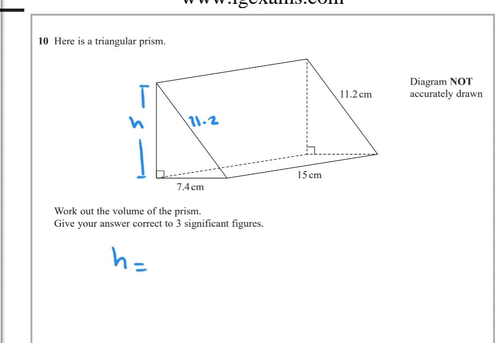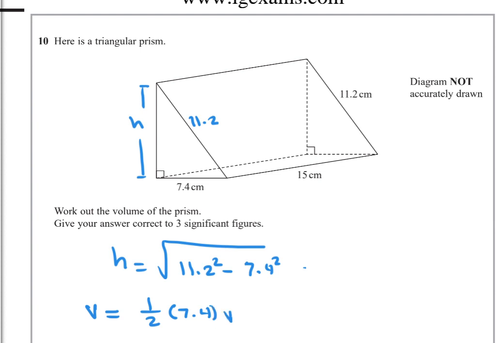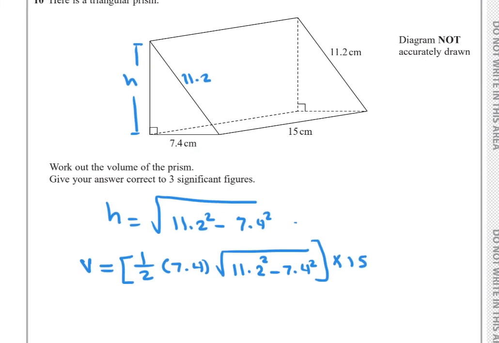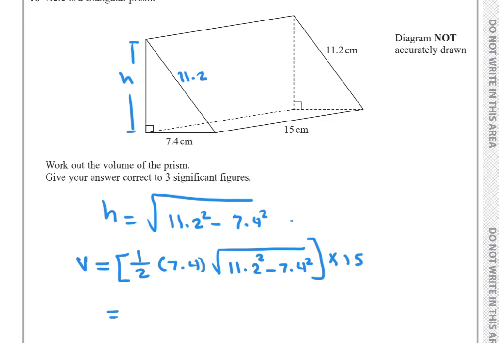So the height equals 11.2 squared minus 7.4 squared. Now the volume of the prism equals area of triangle, so half times 7.4 times the height. It's better to use the exact value. Don't round now. 11.2 squared minus 7.4 squared, under square root. This is the area of the triangle, times the length, which is 15. Now find the answer and round to 3 significant figures. The answer will be 400, 167 centimeters cubed.